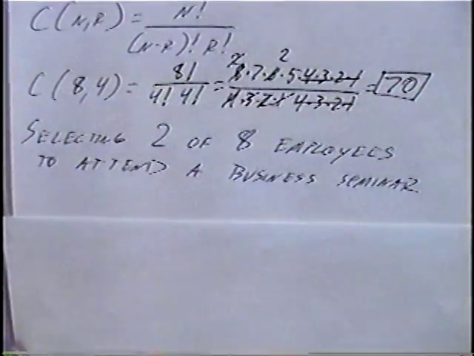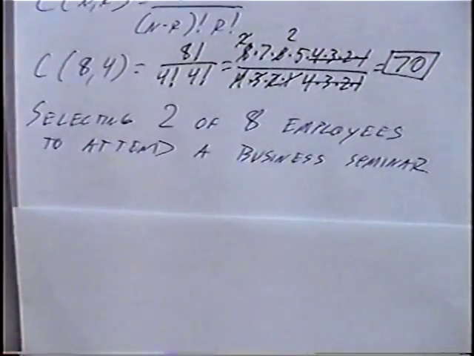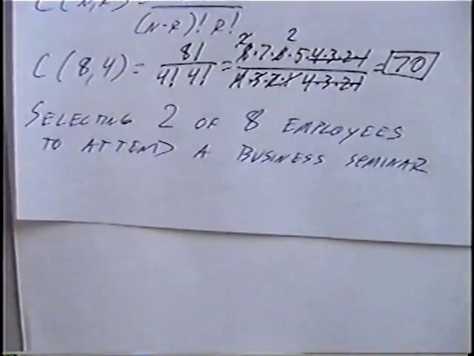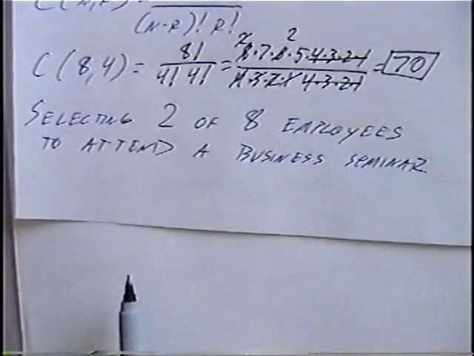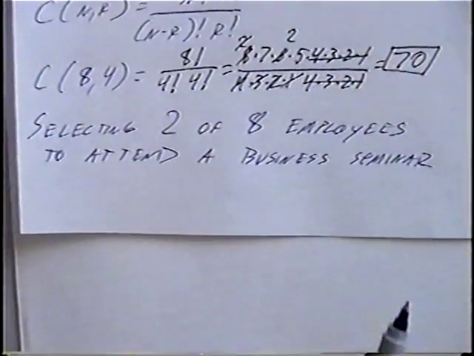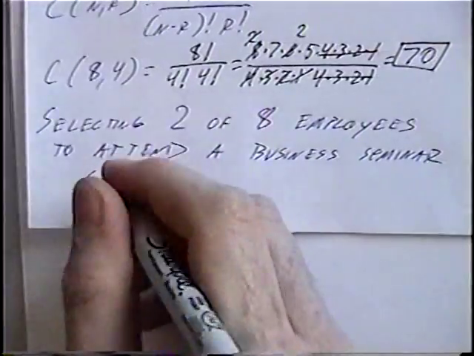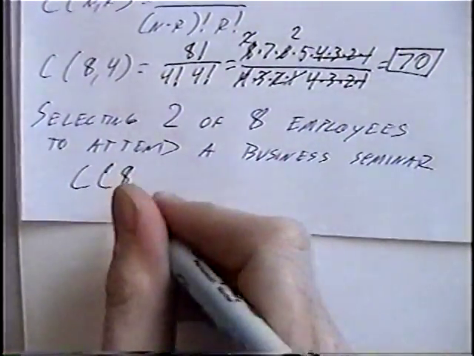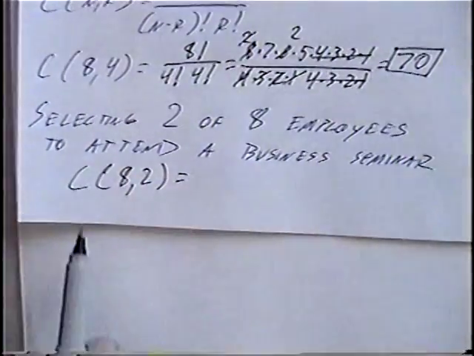Last question for the section is selecting 2 of 8 employees to attend a business seminar. This will be a combination again, because the order we select the employee does not matter. As long as it's the same 2 employees, switching their order, they'd both be going to the seminar. So in this case, it would be a combination. Our total is 8 employees, and we're selecting 2 employees.